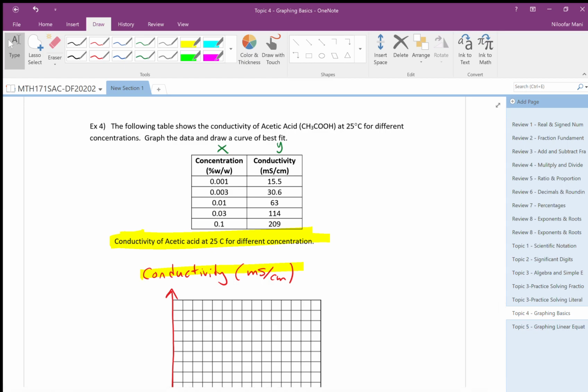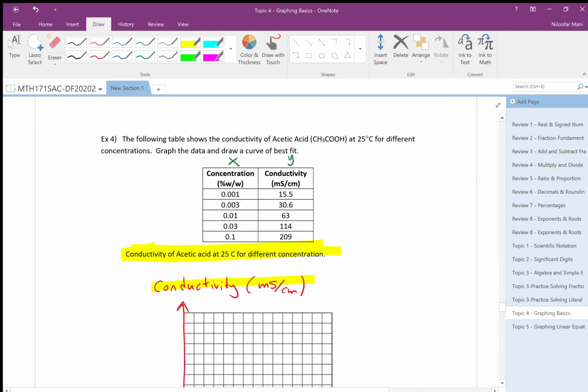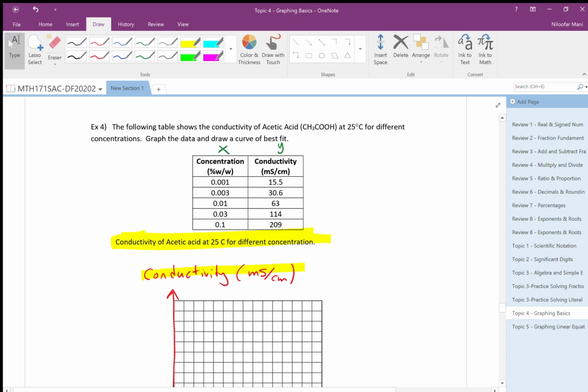Hi everyone. I continue on the lesson topic 4, and this is video number 4. So we have this example here. The following table shows the conductivity of acetic acid at 25 Celsius for different concentrations, and we want to graph it.